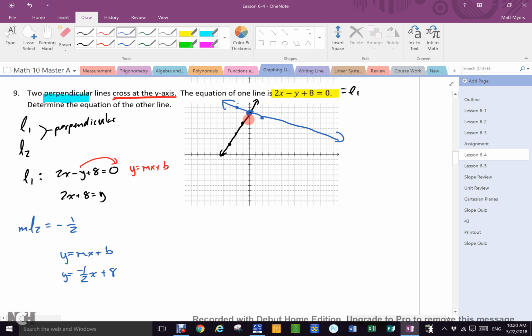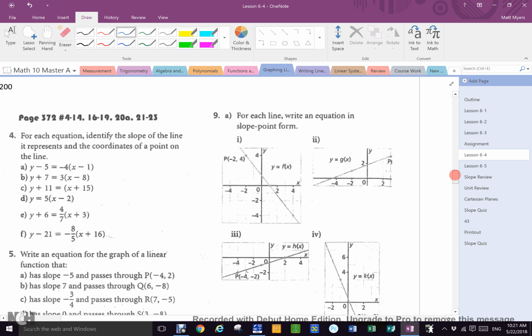Now please notice, we needed stuff from every single lesson, didn't we? We needed slope. That was the very, very first lesson. We needed slope-intercept. We made this line in slope-intercept form using our grade 6 algebra, yeah? Perpendicular, that was from lesson 3. Everybody good? All right.